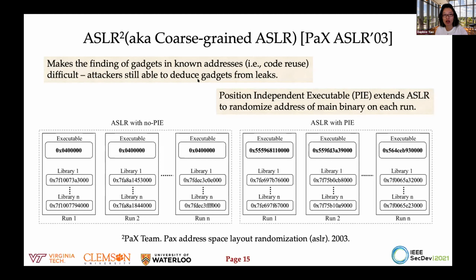On the left-hand side is without PIE. On the right is with PIE. PIE just says, okay, your executable, every time it runs, it will start at a different location. And then different components, different segments, library, and so on, text and data will start at a different location. And so the coarse-grained with PIE is stronger.